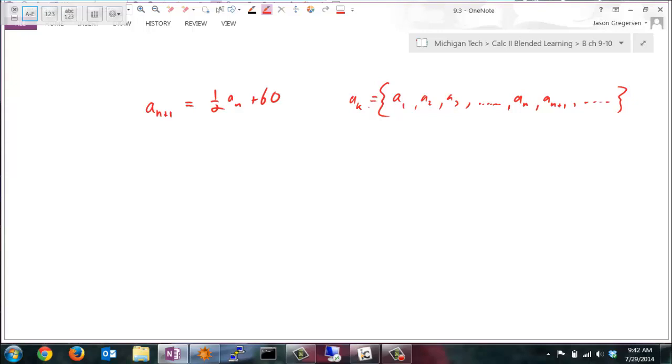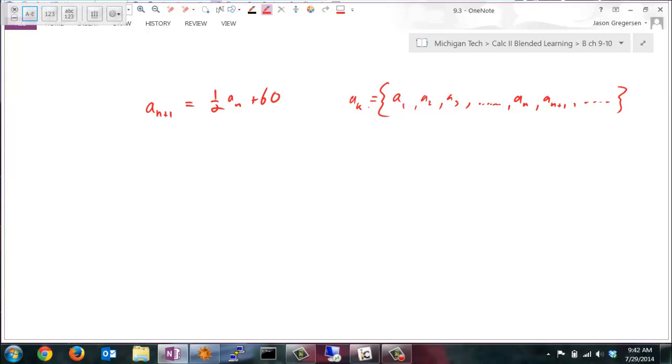And so doing that for a recursively defined sequence is pretty different than doing it for one with an equation. If we have the equation, we just say, what happens to n as n gets big? But here I don't really have any n's. So how do I work with this one? Okay. Well, the idea is, I'm going to look at the limit of this equation as n gets big.